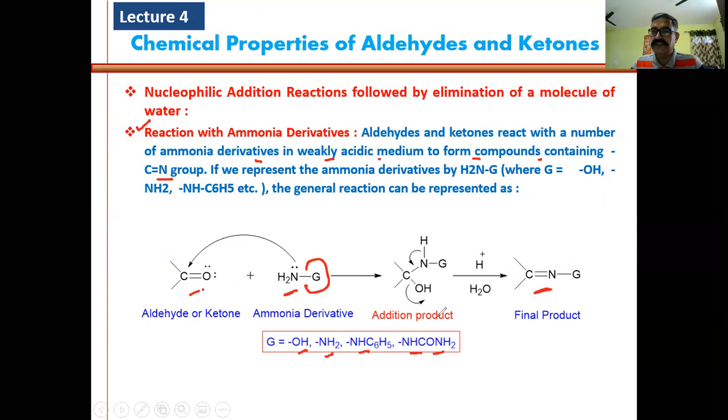If you understand the general mechanism, then it will be very easy for you to write all these reactions with ammonia derivatives. Let us first see the general mechanism. NH2 acting as nucleophile attacks the carbonyl carbon with the displacement of this pi bond, and we get first addition. With carbon, we have two electron withdrawing groups.